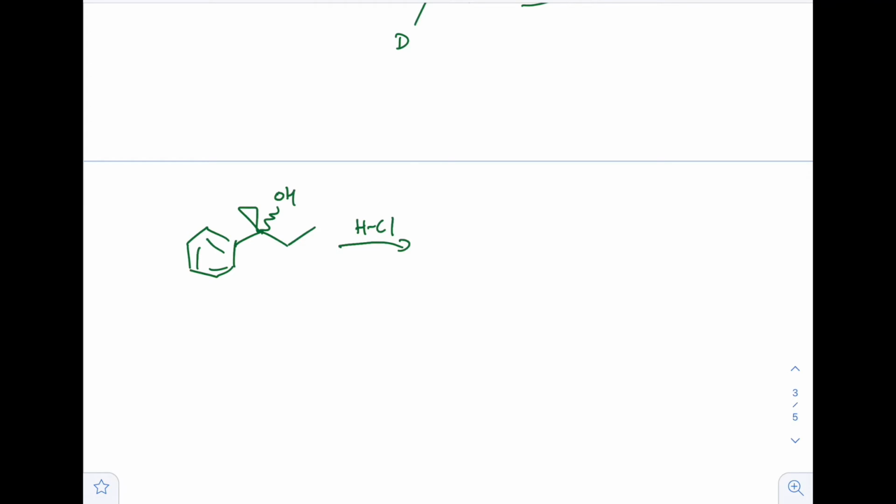Okay. Now this particular molecule right here, that is a tertiary alcohol, right? And so now what we're thinking is HCl on a tertiary alcohol.